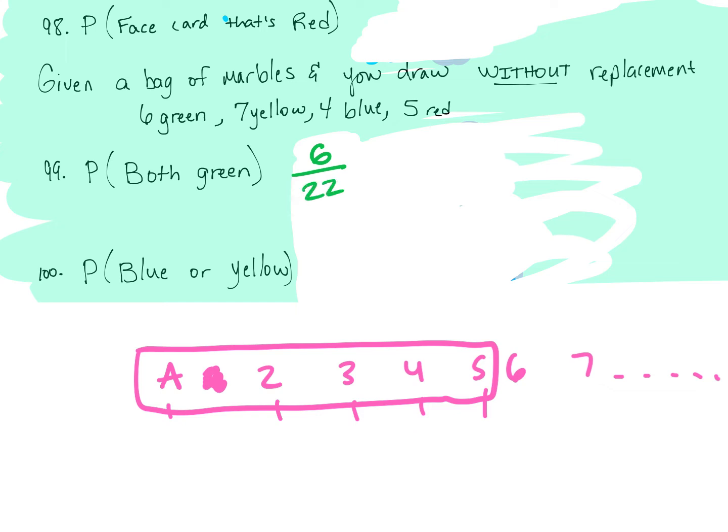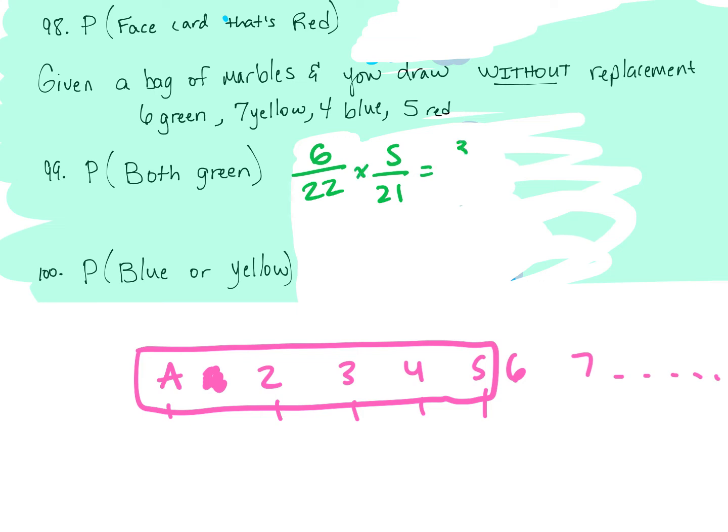So if I picked out a green marble and put it on the table, now how many green marbles do I have in the bag? 5. Out of how many now? 21. There's one less in the bag because I put that marble on the table. So I'm picking a green marble and another green marble. So do I add or multiply? Multiply. Whenever it says both or neither, that means you multiply.